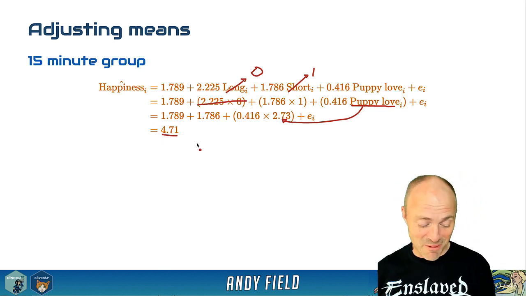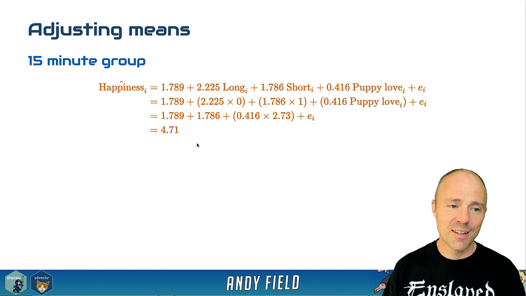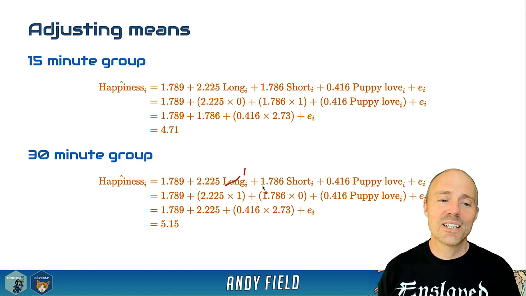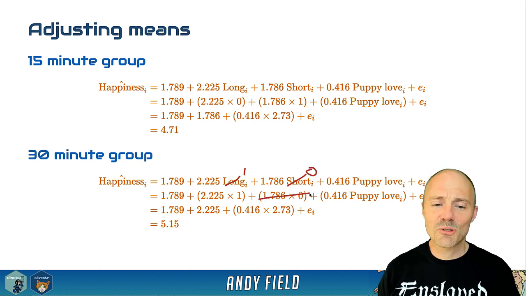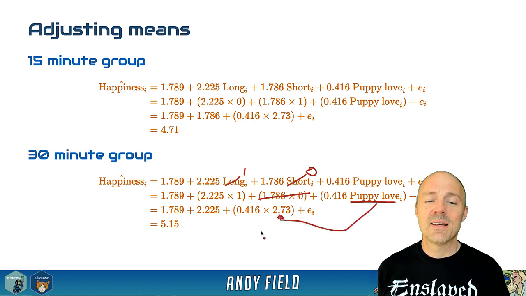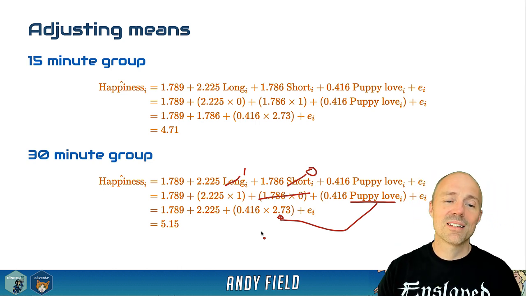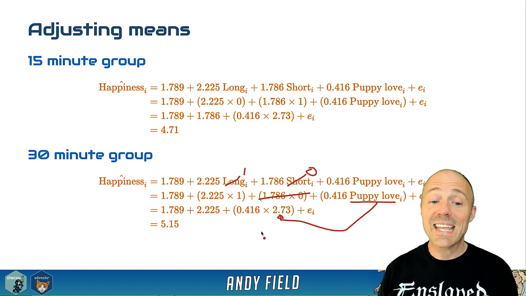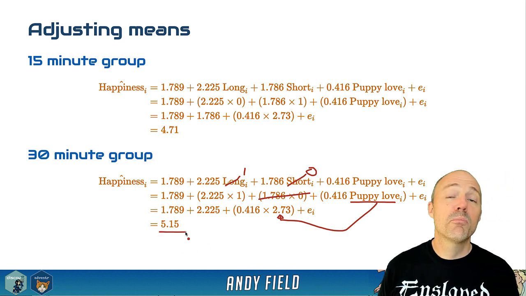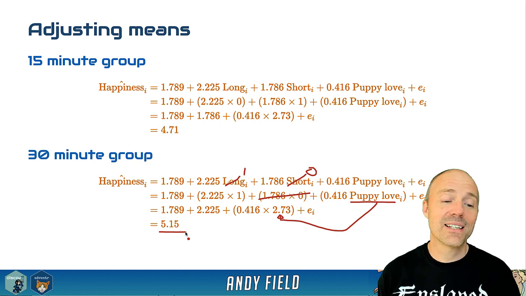And if you've not died of boredom already, we can carry this through, of course, to the 30-minute group as well. It's exactly the same procedure here. We start off with the same model. We know the long dummy variable is going to be 1 for this group. The short dummy variable is going to be 0 for this group. On the line below, we carry that 0 down for the short group, and that will cancel out to 0. And again, we've got puppy love, which we're just going to replace with the average levels of puppy love, which was 2.73. And then what we're left with is beta 0 plus the beta for the long dummy variable, plus again the beta for puppy love multiplied by the average levels of puppy love. So for the 30-minute group, we end up with a predicted level of happiness of 5.15.